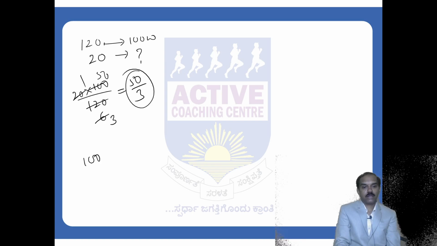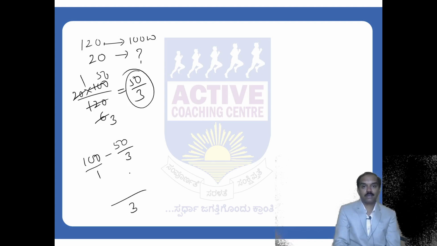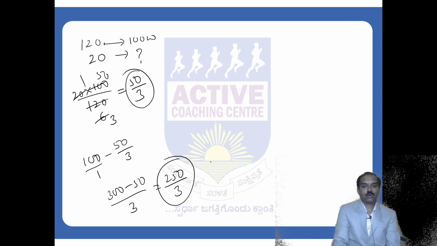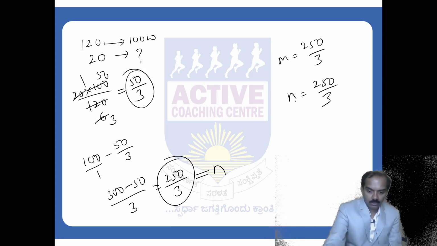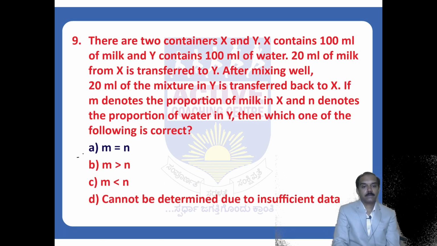So earlier we had 100 ml of water in Y. Now 50 by 3 went out. How much water is now remaining in container Y? 3 ones have become 3 times, 300, 3 as it is, 50 also as it is, 250 by 3. This is the water content in the end in container Y, and that is denoted by N. M is also 250 by 3, N is also 250 by 3. Therefore, M is equal to N. That should be marked. That is there in the very first option.